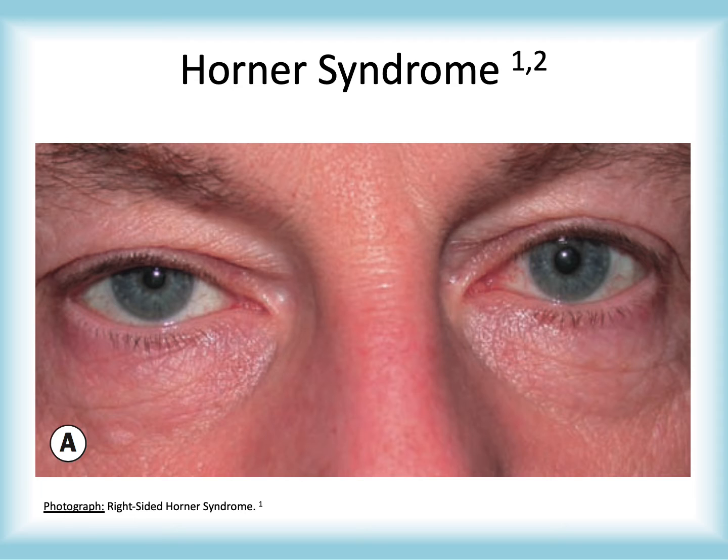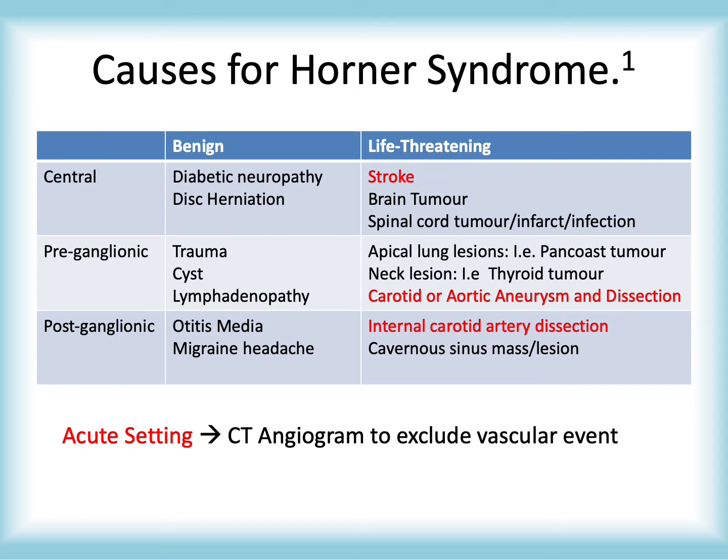Horner syndrome was first published by Swiss ophthalmologist Johann Horner in 1869, describing a triad of findings with unilateral miosis, ptosis, and anhidrosis. Today, there are a few more documented signs which I will discuss. The causes for Horner syndrome range from benign to life-threatening, with these separated along the 3-neuron pathway.